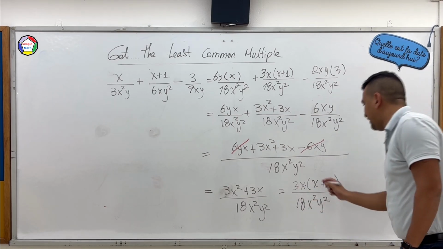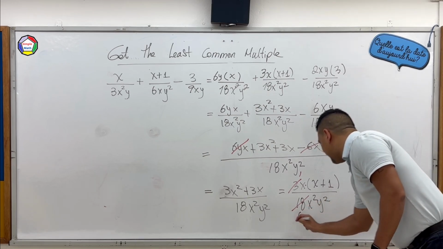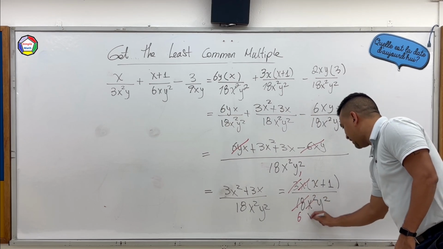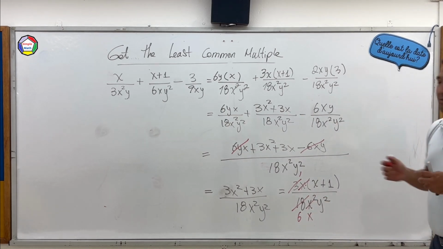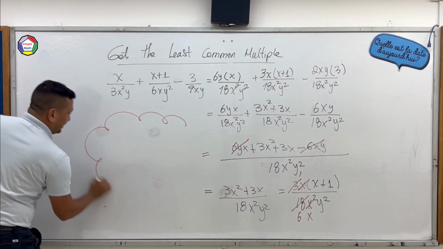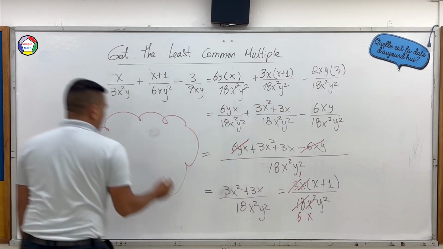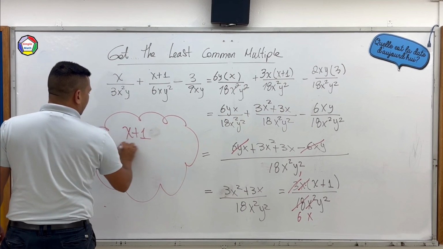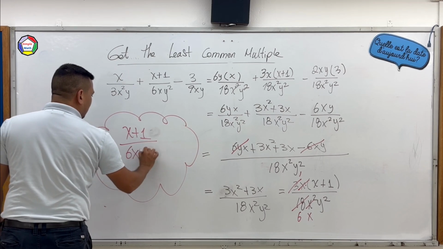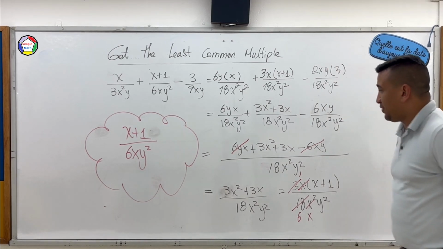So I can cancel 3 and 18: 18 divided by 3 is 6. The x and x squared, I can simplify, and I still have x. My final answer is x plus 1 over 6xy squared. And that's how we add and subtract algebraic fractions.